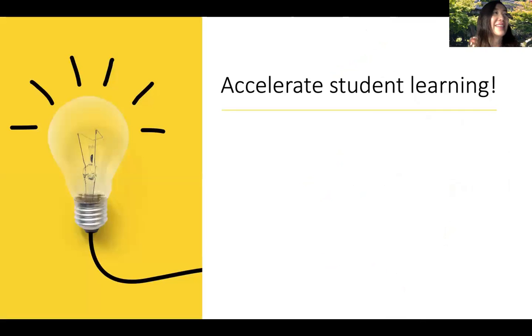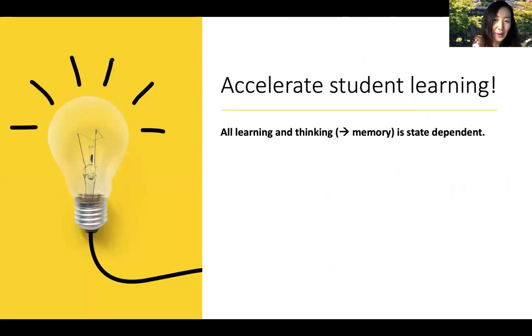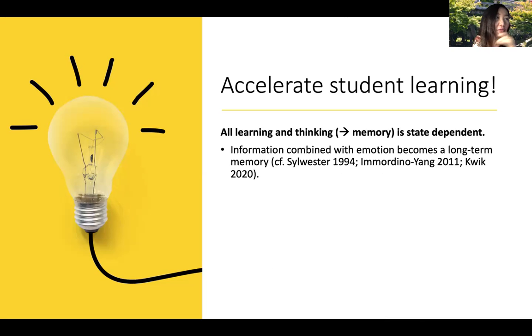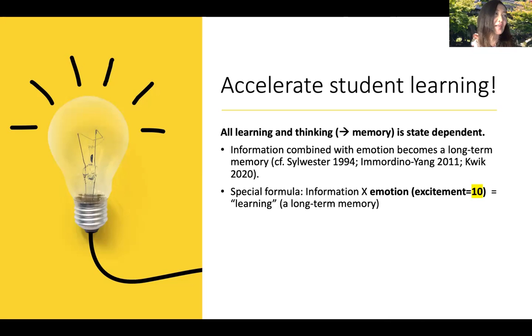Okay, so let's accelerate student learning. Like I said, all learning is state dependent, because we don't remember just the data as information. We remember the memory that touches us emotionally, right? Information by itself is forgettable, but information tied to an emotional state is unforgettable, right? So information combined with emotion becomes a long-term memory. And just as a special formula, information times emotion, right?